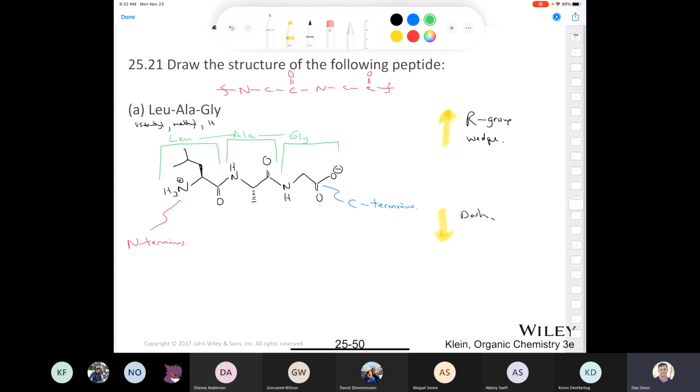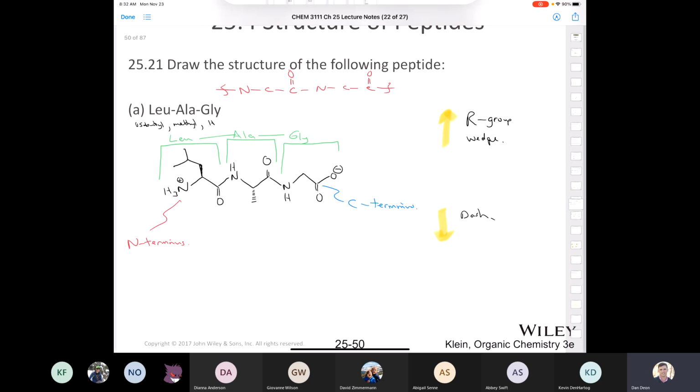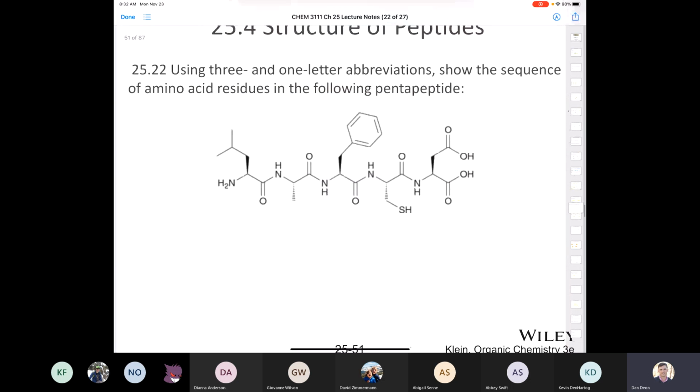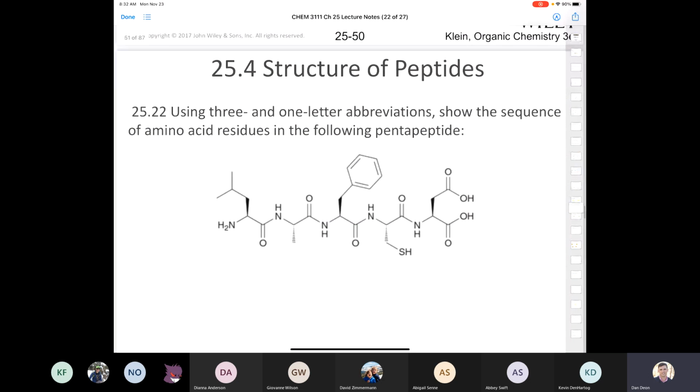So that's how to draw a tripeptide. You would use the exact same procedure if you want to draw any other kind of peptide. In fact, in the next question, you see that there's a peptide drawn over here. It's a pentapeptide. It says use 3 and 1 letter abbreviations. Using 3 and 1 letter abbreviations, show the sequence of amino acid residues in the following pentapeptide.